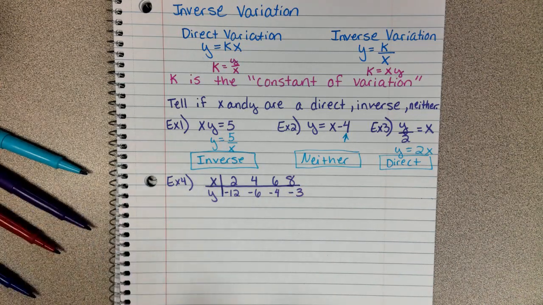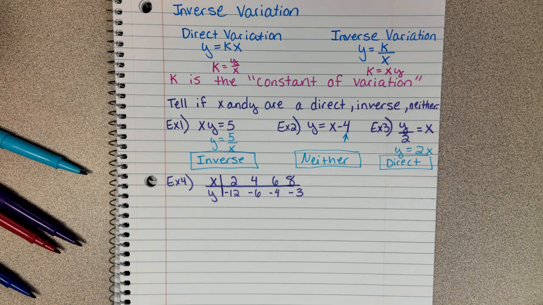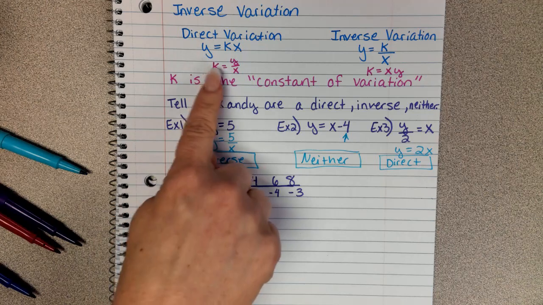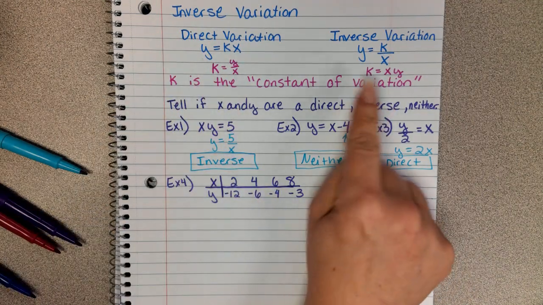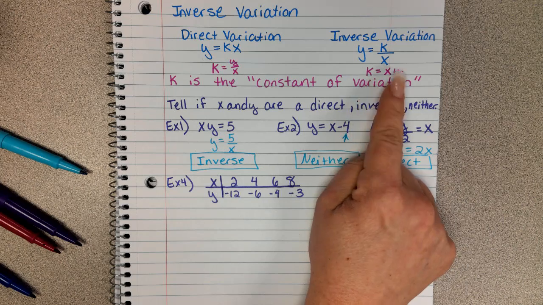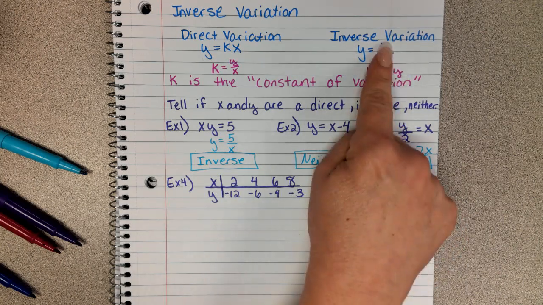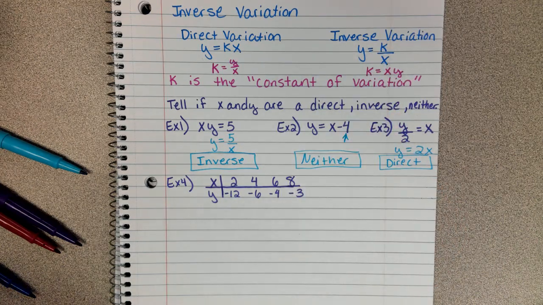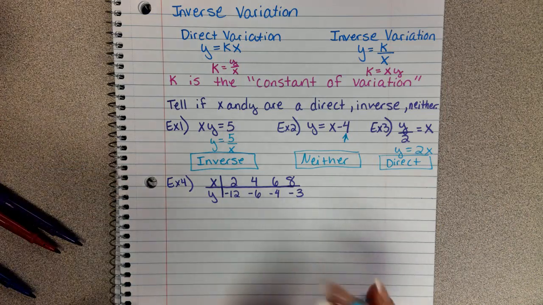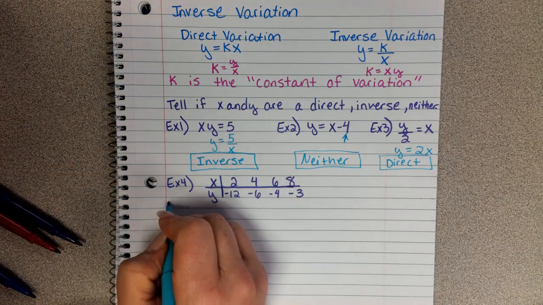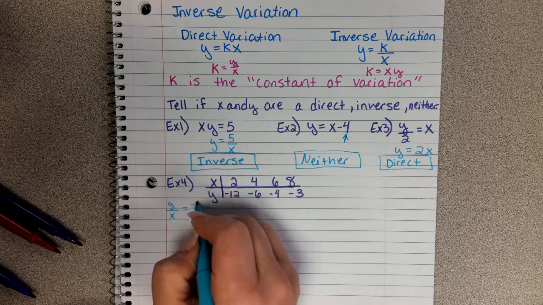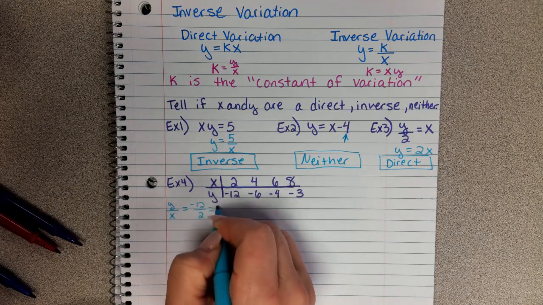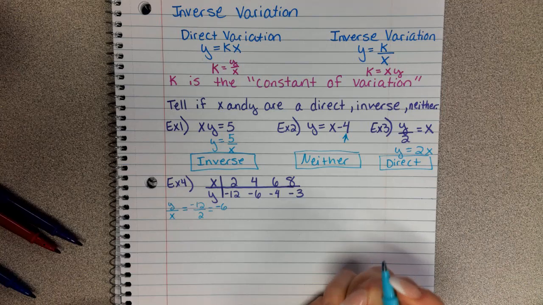Again, what I'm going to be looking for is what the k is. Because if I can find a constant of variation by doing y over x, then I know I have a direct variation. If I can find the constant of variation by doing x times y, then I have an inverse variation. So let's see what happens here. If I do y divided by x, I would get right here negative 12 over 2, which is negative 6.